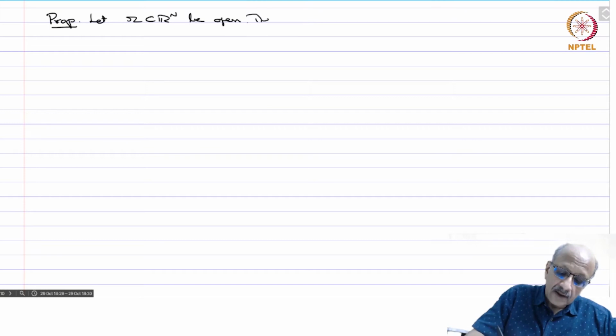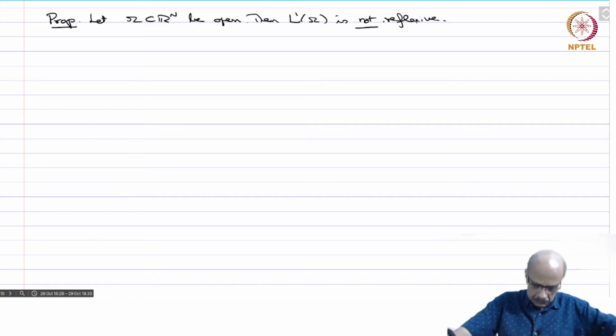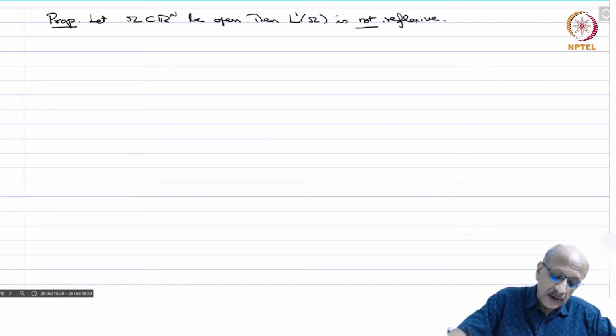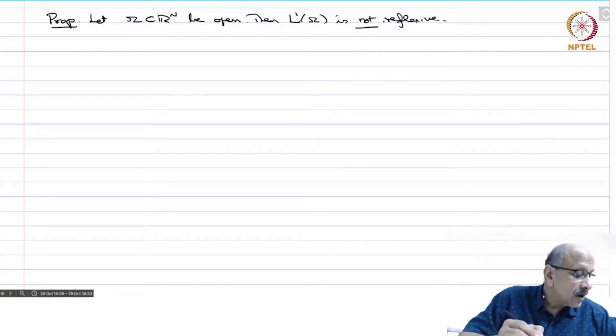We now have the following proposition. Let omega contained in Rn be open, then L1 of omega is not reflexive. So we saw that all the LP spaces, 1 less than P less than infinity, were reflexive, and we said nothing about L1. Now we show that L1 is not reflexive.